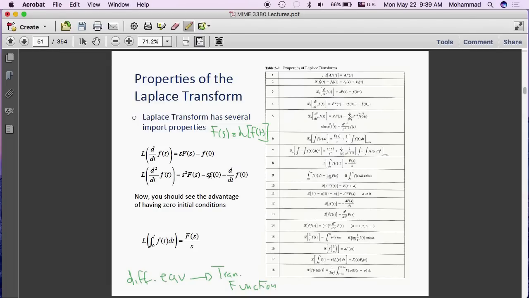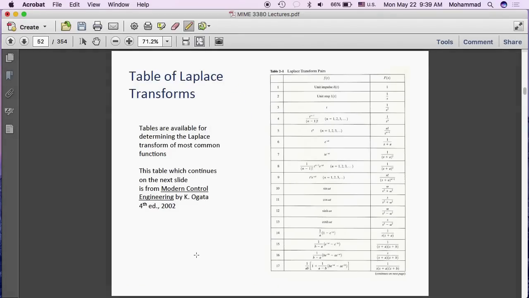Now, when differentiation is equivalent to multiplying by s, integration is equivalent to doing what? Dividing by s. So if you want to differentiate, you multiply by s. If you want to integrate, you divide by s. So that's the essence of Laplace transformation.